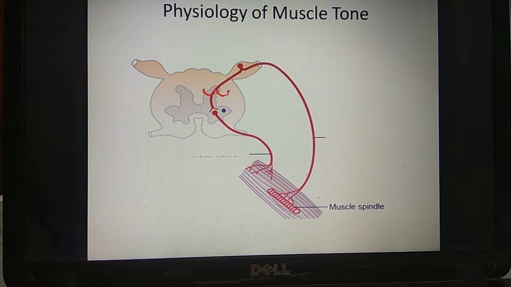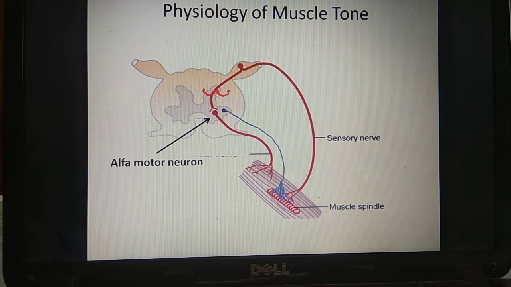This is the muscle spindle present inside the skeletal muscle, which consists of intrafusal fibers. This is the sensory nerve, which is carrying impulse from the muscle spindle to the spinal cord. This is called the alpha motor neuron, which is supplying the extrafusal fibers in the muscle. This is the gamma motor neuron, which is supplying intrafusal fibers.